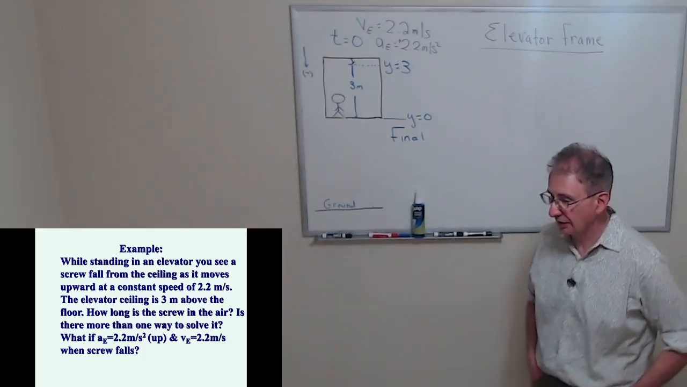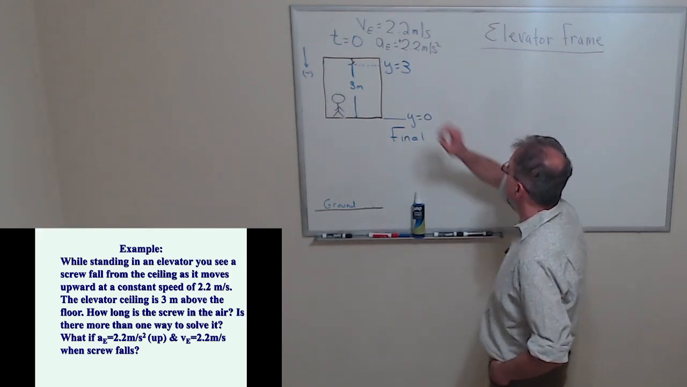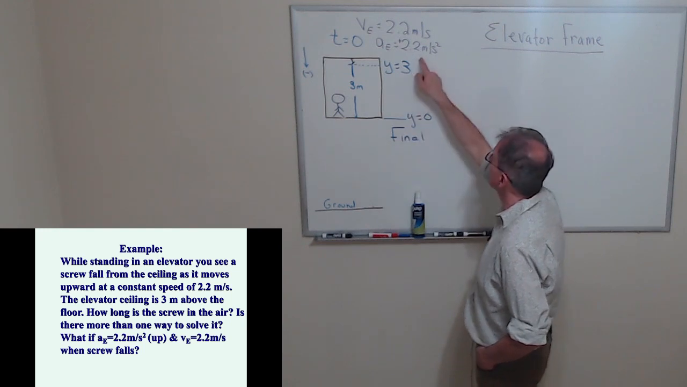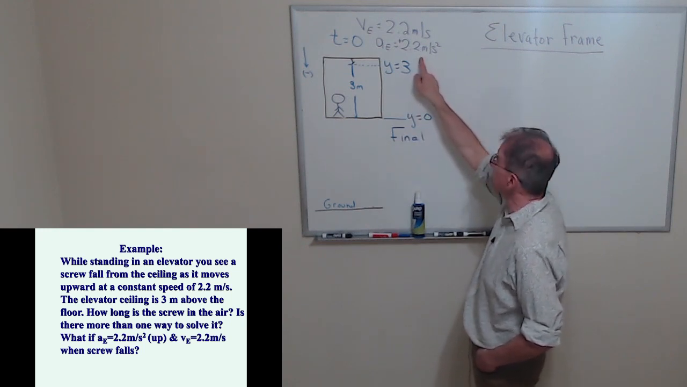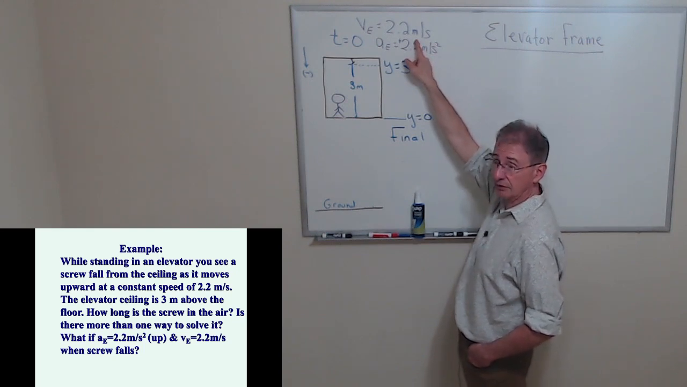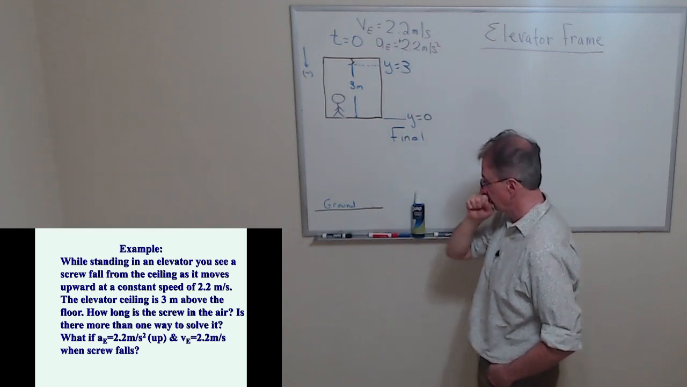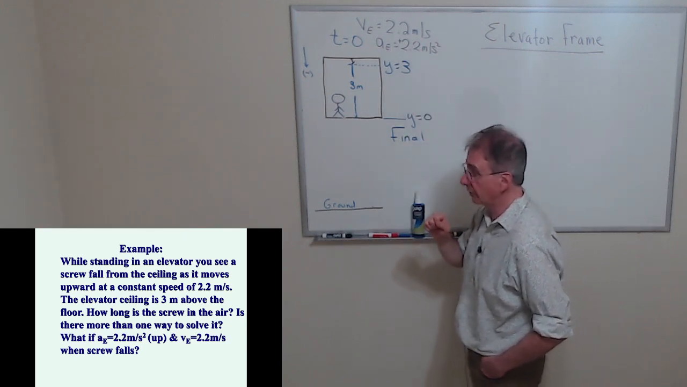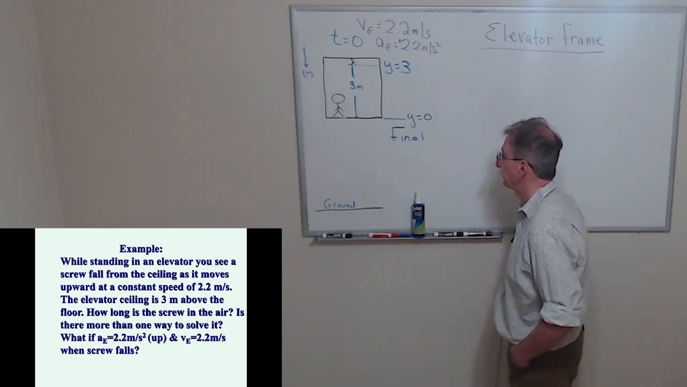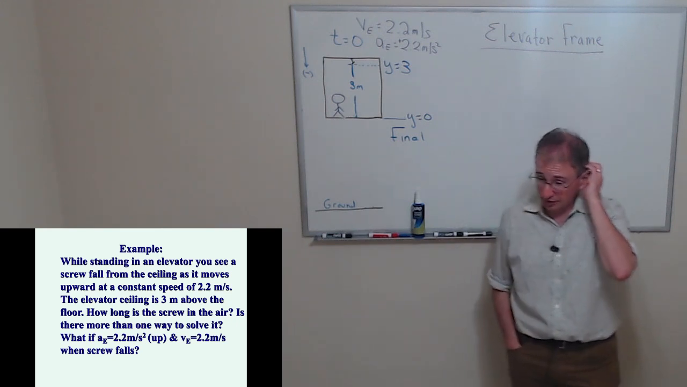All right, so in the last part of this problem, we're going to again assume that when the screw falls off, the elevator is accelerating at 2.2 meters per second squared, and at the instant, the velocity of the elevator was 2.2 meters per second upward, and we're going to say up is positive. But this time we're going to solve the problem from the viewpoint of a person standing in the elevator. And mathematically, this problem will be easy, but there's a little trick to it you need to understand.